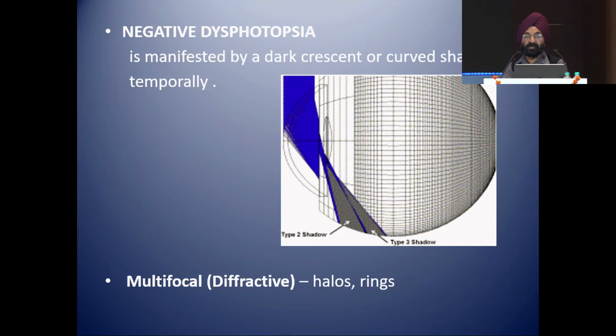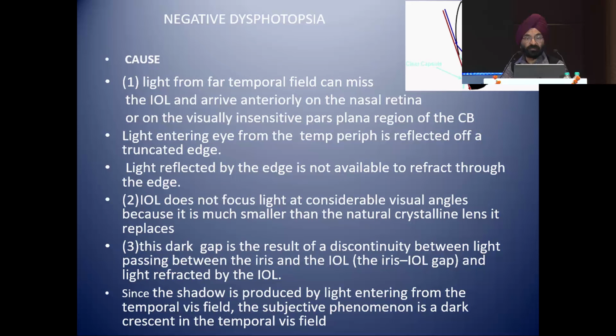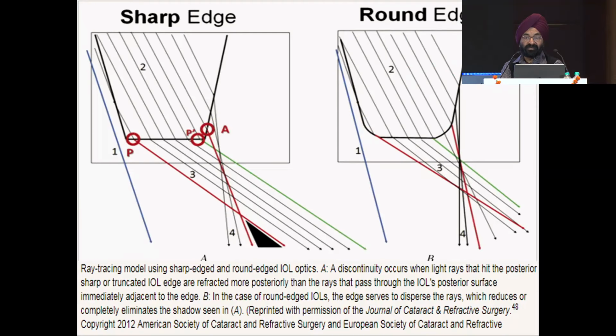So it is manifested by a dark crescent shadow, and Holladay has done a lot of work and found that there are type 1, type 2 and type 3 shadows. This is classified as a type 2 shadow. One is the light which is coming and grazing the anterior surface of the lens, that is the anterior edge of this dark shadow, and the other is the light which is refracted from the inferior edge and then the posterior surface. There is a crescent or scotoma between these two lines, and this causes the negative shadow.